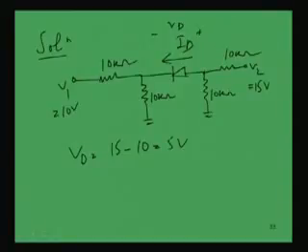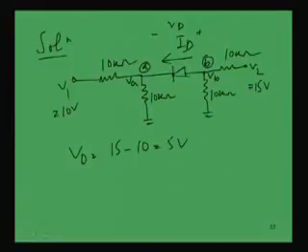Now we have to find this current ID. To find it, we will take help of nodal analysis. Let us consider this node and this node, and name them A and B. The voltage at node A with respect to ground is VA, the voltage at node B with respect to ground is VB, and Kirchhoff's current law will be applied at these two nodes.